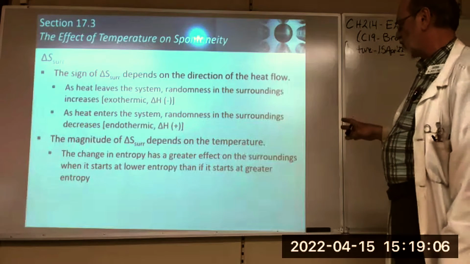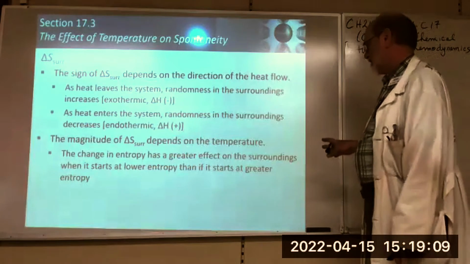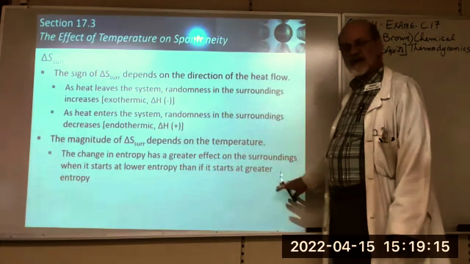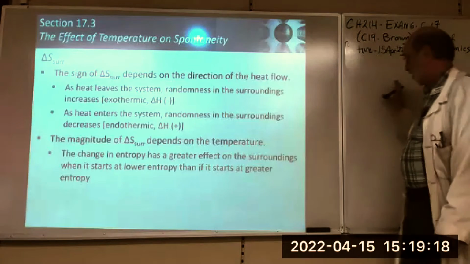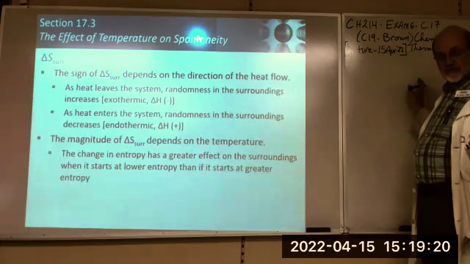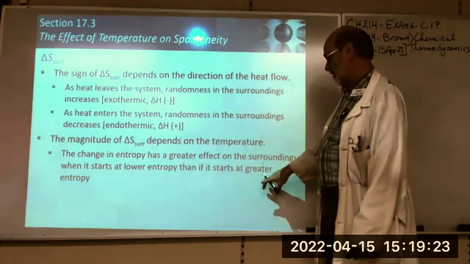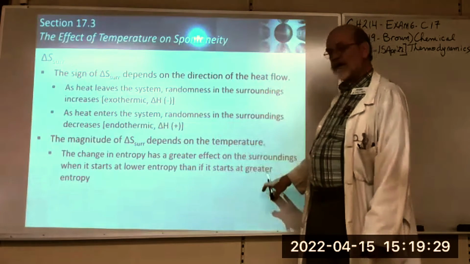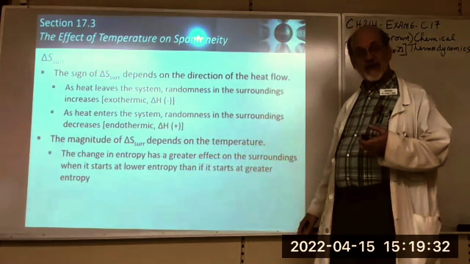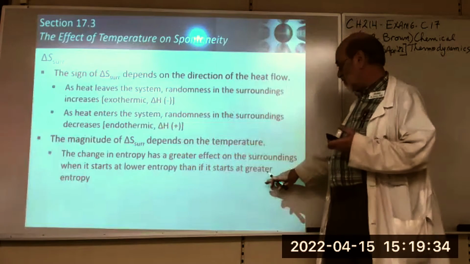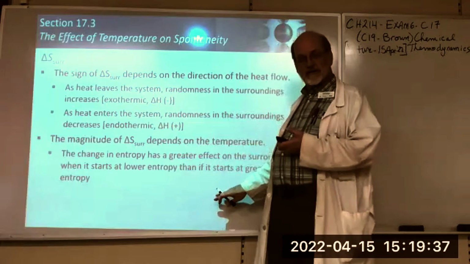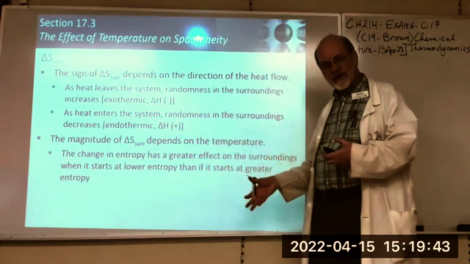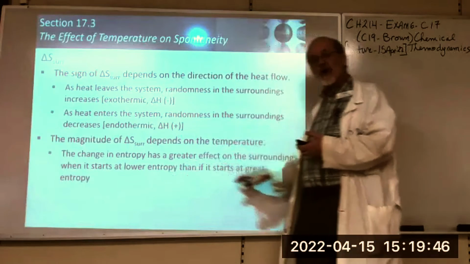If we start at low entropy in the surroundings, then the change is greater, like our example with the millionaire and the average Joe. If we start at large entropy, then any change in entropy is, on a percentage basis, much less influential than if we start at low entropy. So at low entropy, the change is more effective, more influential than if we start at high entropy.